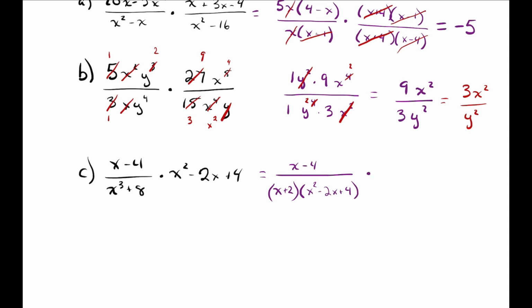And then we'll go ahead and factor that top expression. Oh, wait, it doesn't factor. So it's just x squared minus 2x plus 4. But it does look familiar. So we can put this over 1. And now when we look to cancel out, this trinomial cancels out with that trinomial. And we have just x minus 4 divided by x plus 2. Okay? So, that gives you a pretty good idea of what to expect when you're looking at multiplying rational expressions.